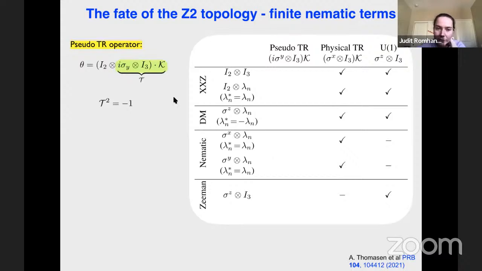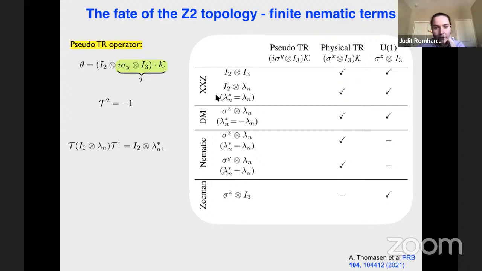And then for the pseudo time reversal operator, I'll just consider this part, and one can show that when we act with this operator on something that we have in the XXZ model, so that's kind of like an identity operator for the spins, and the gamma matrices for the orbital degrees of freedom. The only effect that this will have is to put a complex conjugation for the orbitals.